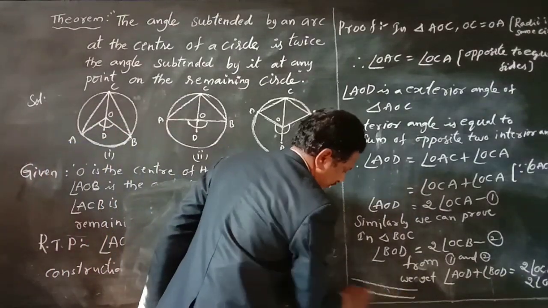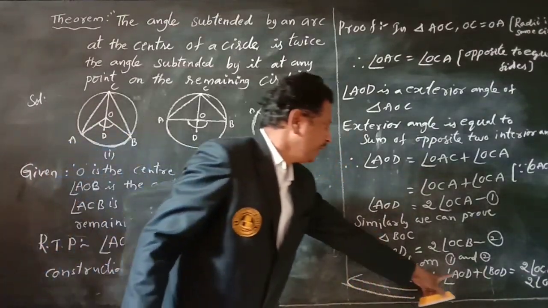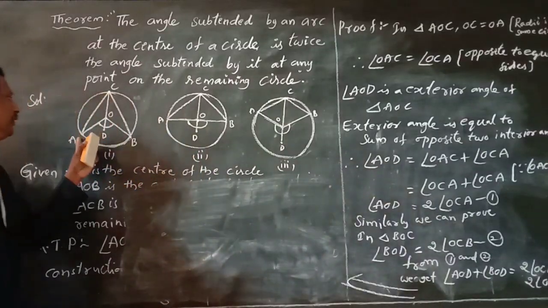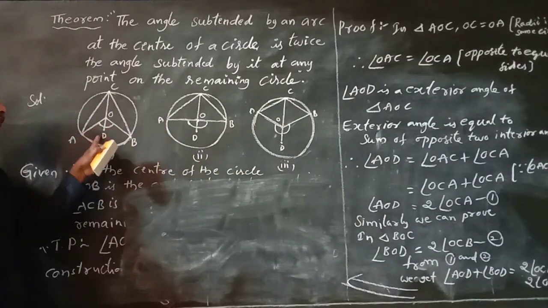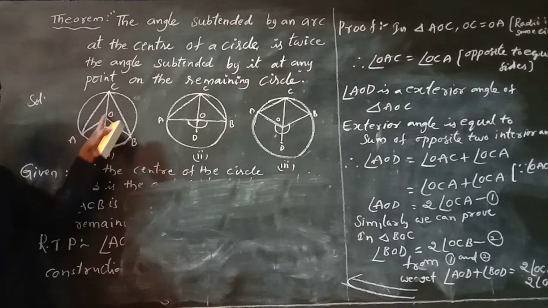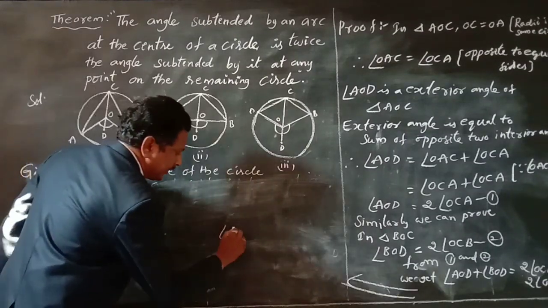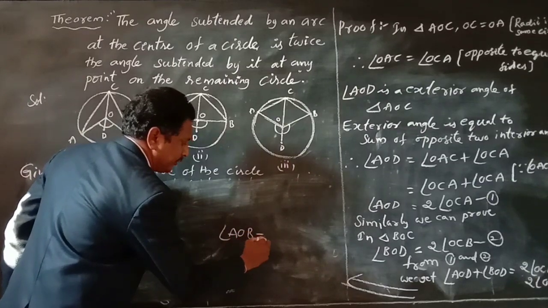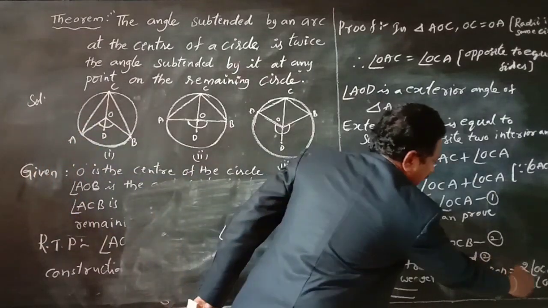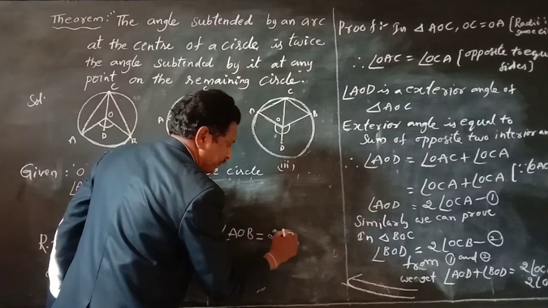I am cutting here. Here AOD plus BOD. AOD plus BOD is equal to AOB. Angle AOB is equal to... here, take out 2 as common.